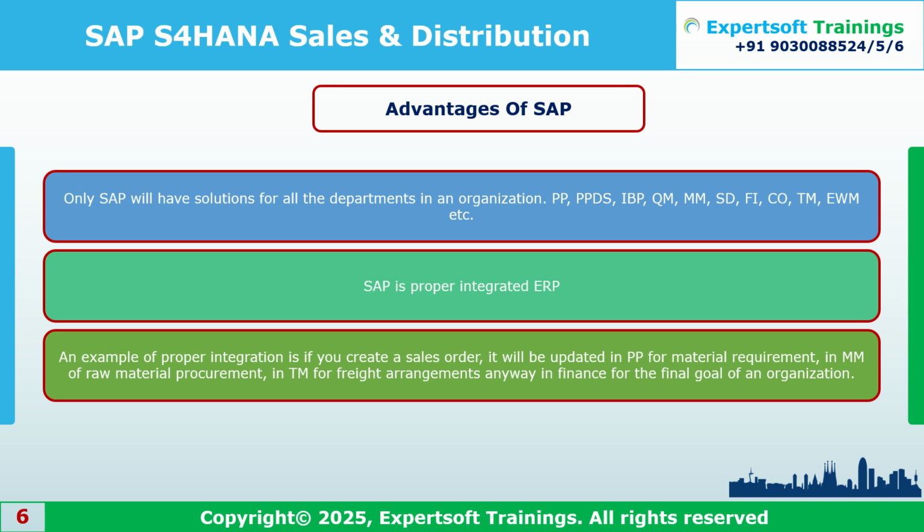All these, the existence of multiple modules which are required for the business is possible only in SAP. Okay, SAP is a proper integrated ERP, and the best example is if a customer places the sales order, it will be updated in the production planning for material requirement planning, in raw material procurement, in TM for freight arrangements, and finally in finance for the end result. Okay, the end result of any organization is to earn a profit. They will earn profit by collecting money from the customers for whatever goods and services they have provided to customers.